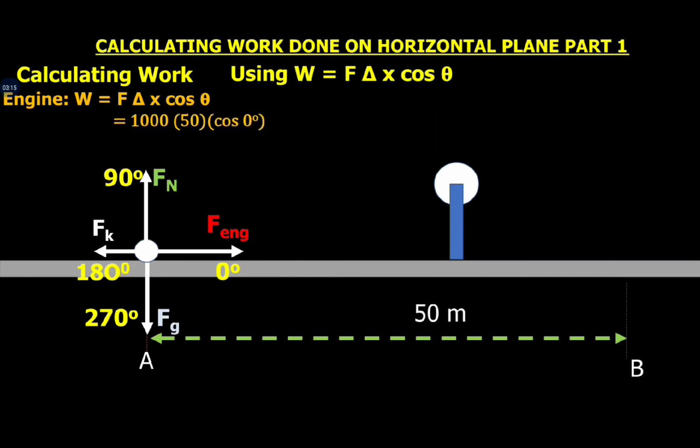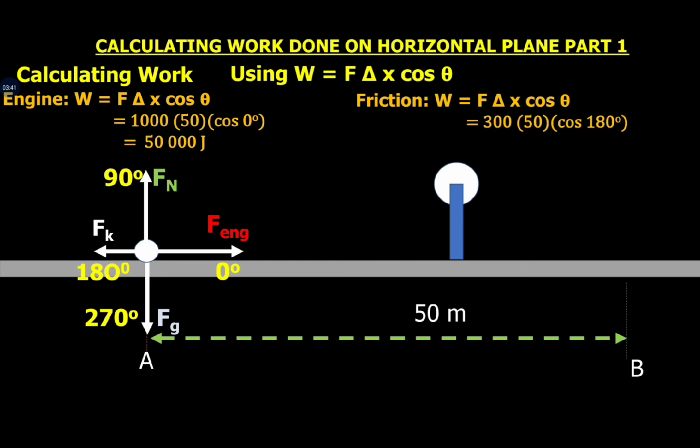The force was 1000, the displacement 50, the angle is 0 degrees, because the force of the engine is acting in the same direction as motion, to give me 50,000 joules. This is a positive 50,000 joules. Similarly, the work done by the frictional force, what do you think that will be? Well, it's going to be 300 times 50 times cos of 180. Why cos 180? Because the frictional force acts in the opposite direction of motion always, to give me negative 15,000 joules. So work can also be positive, work can also be negative.